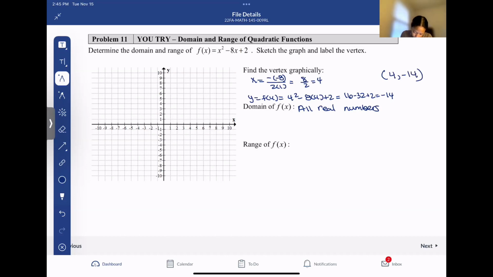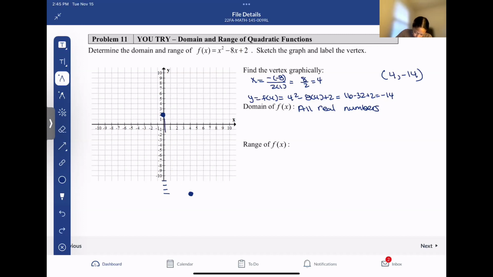Where is that? 4, we need to make more spaces down here. 11, 12, 13, 14. The vertex would be off the grid, way down here. And then this is an upward opening parabola. We see the y-intercept is at 2. So we're going to have a parabola that opens upward.